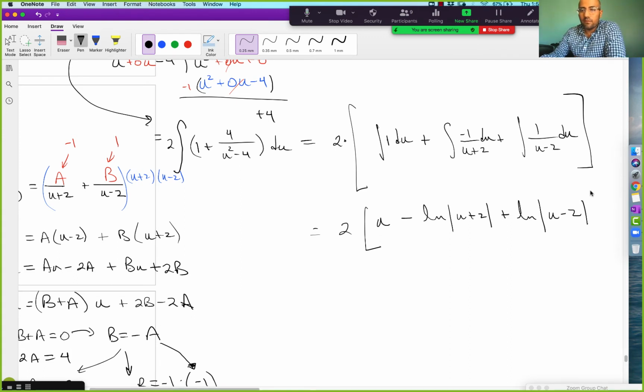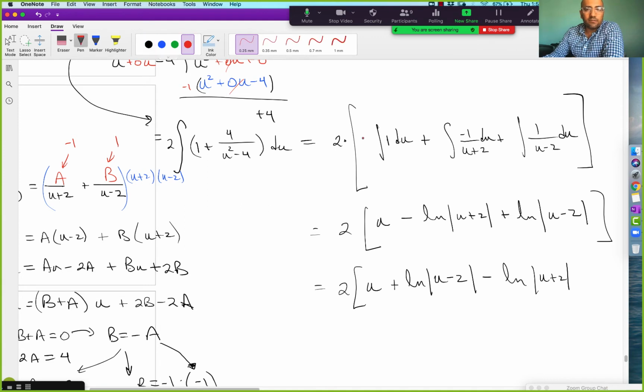Absolute value. Good. Now if we just switch these around, we end up with 2 bracket u, and then we get plus ln absolute value of u minus 2 minus ln of u plus 2. Now technically I shouldn't wait till the end. I should stick the plus c here, but technically it should be there at this point. So let's keep it here, plus c.